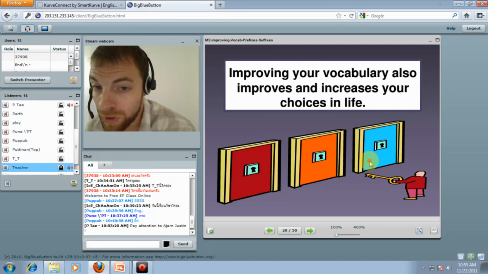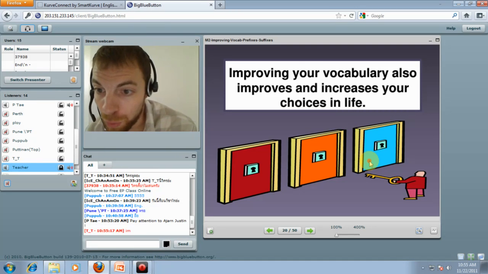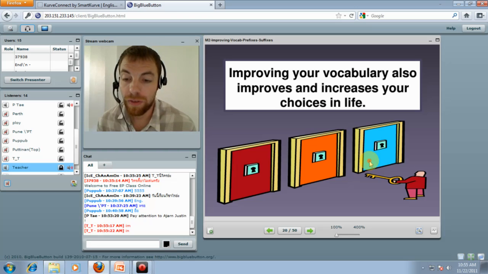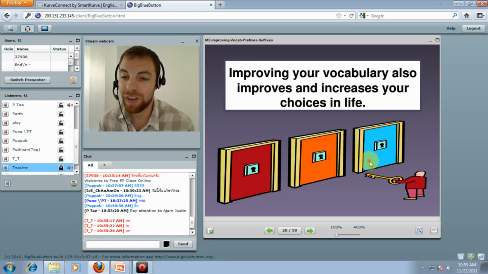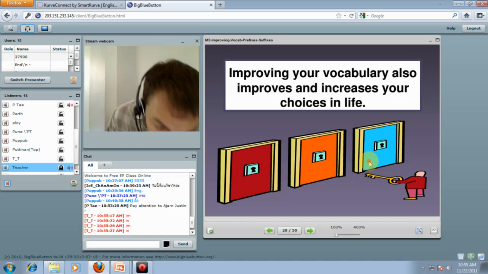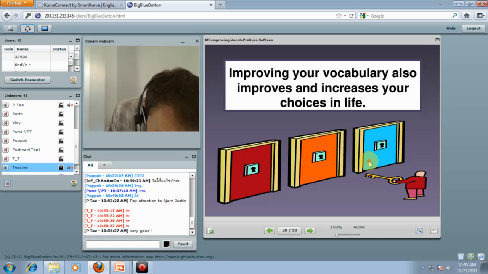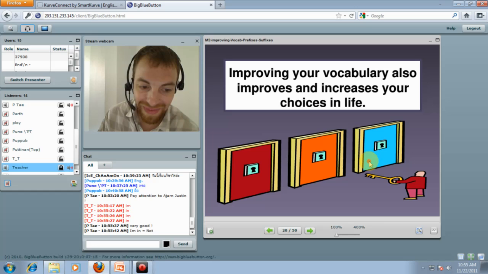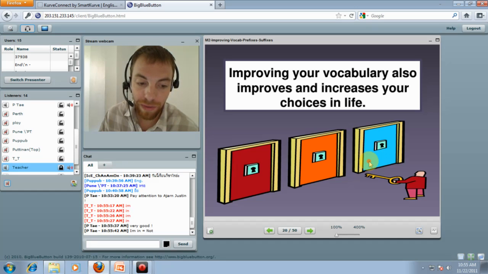So, improving your vocabulary also improves and increases your choices in life. So it's important to have a strong English vocabulary and a strong Thai vocabulary too. Alright. We're ready to go on and learn about suffixes.